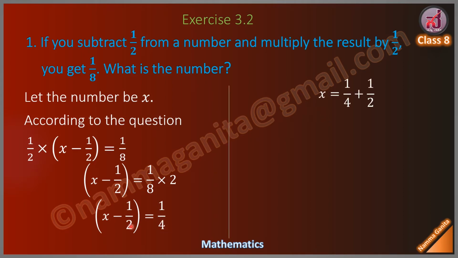x is equal to, shift this minus half to the right hand side, 1 by 4 plus half. Now you simplify this. Common denominator is 4. LCM of 2 and 4 is 4. 4 ones are 4, therefore 1 into 1 is 1. Plus 2 twos are 4, therefore 1 into 2 is 2. x is equal to 1 plus 2 by 4, that is equal to 3 divided by 4. Therefore x is equal to 3 divided by 4. The number is 3 divided by 4.